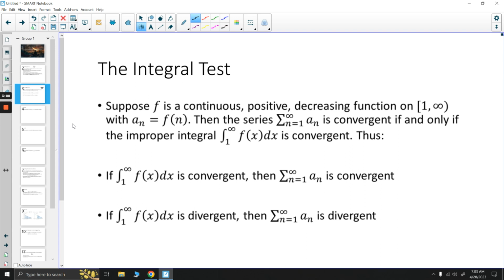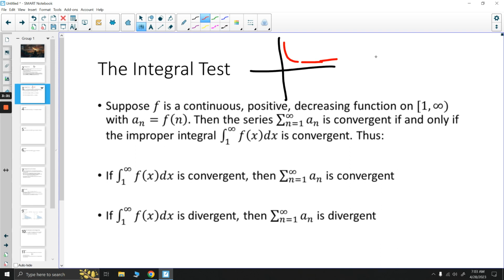So anyway, suppose f is some continuous positive decreasing function on the interval 1 to infinity. What that means is, if we're thinking about this function, it would look something like this. It's all positive, it's decreasing from 1 onwards. Now, technically speaking, this isn't a necessary requirement. It could actually be decreasing just after some point, but we often call it 1.